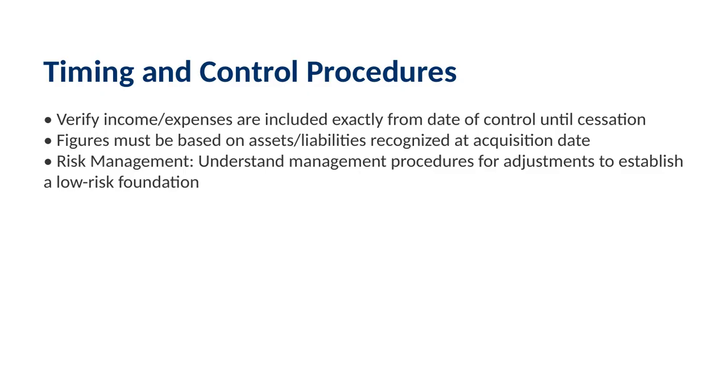Timing is also crucial here. You must verify that the income and expenses of the subsidiary are included in the consolidated statements starting exactly from the date the parent gained control, right up until the date control ceased. Furthermore, ensure these figures are based on the assets and liabilities recognized at the acquisition date. To manage your audit risk, always start by gaining a deep understanding of the procedures management used to make these adjustments. This is your foundation for a low-risk audit.